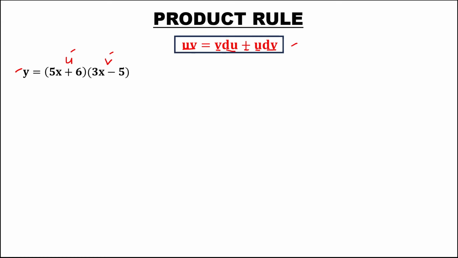Then to find the derivative, for u, that is equal to 5x plus 6. Then du, or the derivative of u, so the derivative of 5x, that's 5. And the derivative of a constant, this one is 0. So du is equal to 5.